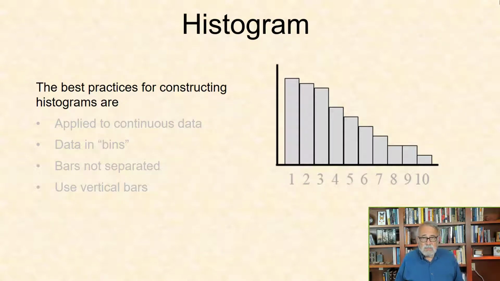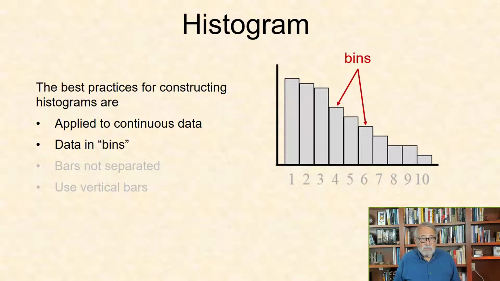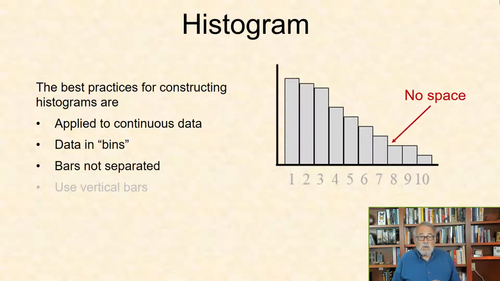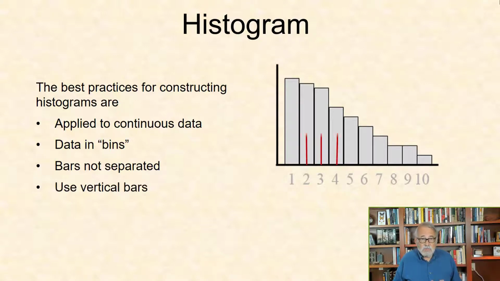The best practices for constructing histograms are: they are applied to continuous data, the data are displayed in bins, the bars are not separated, and use vertical bars.